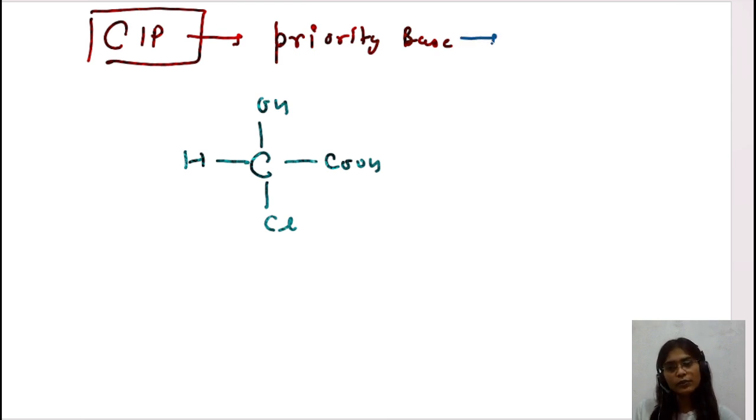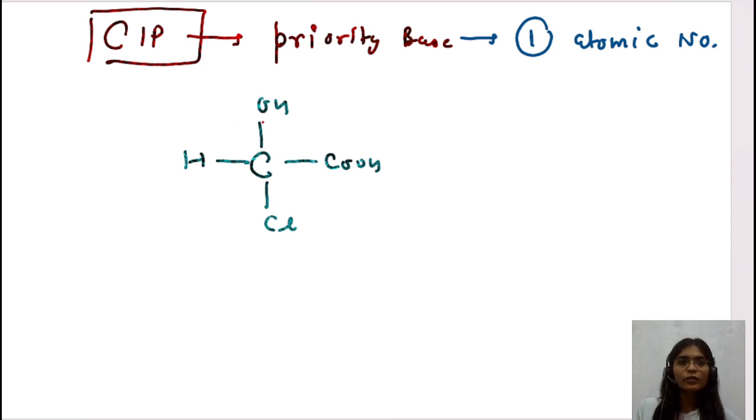First of all, in a priority order, the first priority is given to the atomic number. So you have to follow the atomic number trend. What is the atomic number for oxygen? It's 8. Carbon is 6. Chlorine is 17. And hydrogen is 1. According to the priority order, which one has the first priority here?